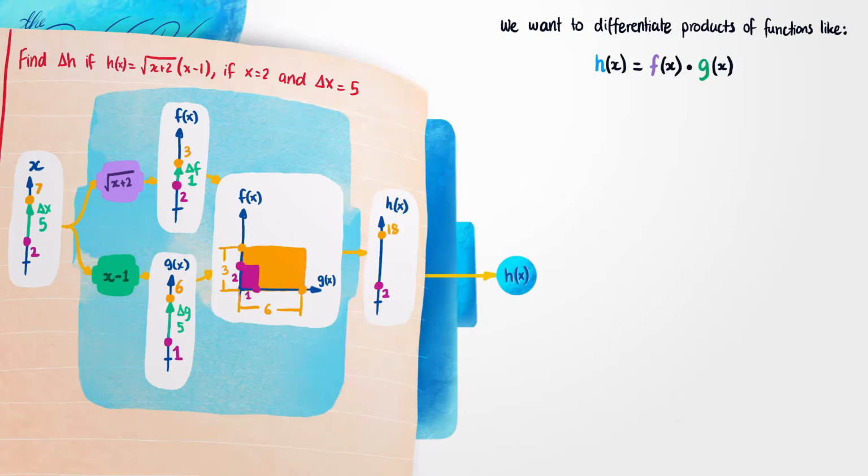And now it's actually pretty easy to find what change in h is. We just subtract 2 from 18. Now again, we look at this and we say, okay, the value is 16. So what? What's the big deal?